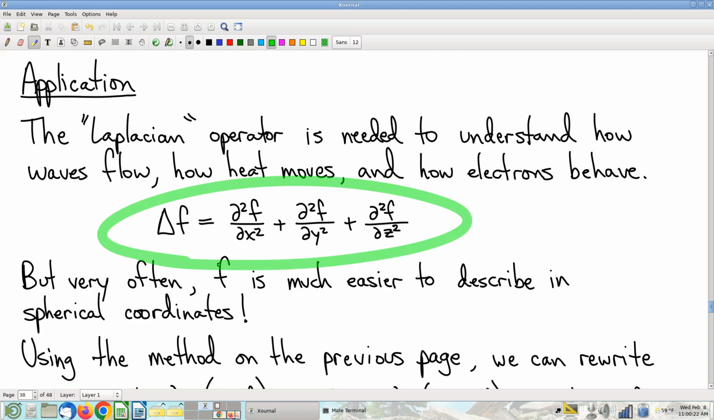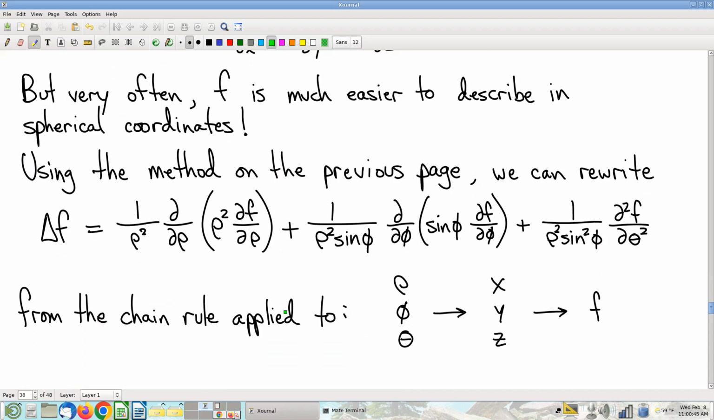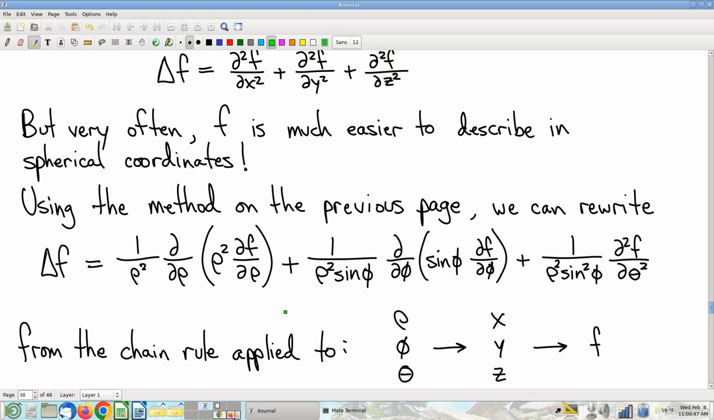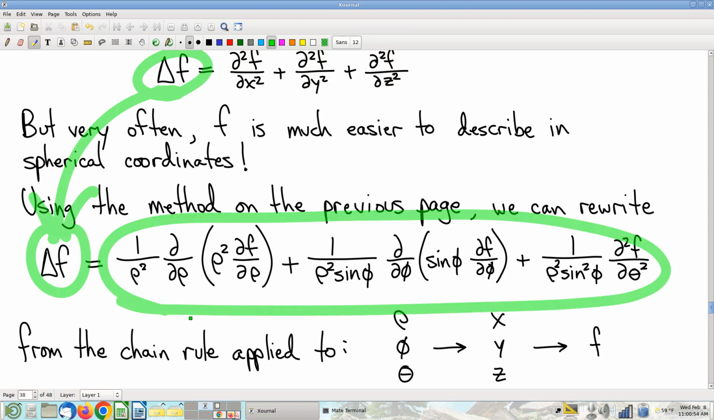And the problem with writing it in this way, even though it's very natural to write it in this way in a lot of circumstances, very often the function you're applying it to might be much more natural in spherical coordinates. So we've got a rectangular operator, but we've got a spherical function we want to apply it to. How do we deal with that? And the answer is we compute something called the spherical Laplacian. We take this Laplacian and we can rewrite it as, well, this monster, as it turns out.